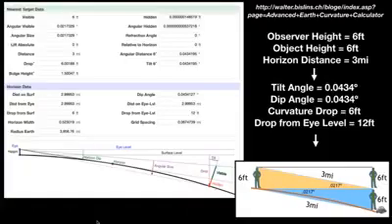So if you look up Walter Bislin's, he's got the latest, greatest Earth curve calculator. You see that when you plug in observer height of 6 feet, object height of 6 feet, and a horizon distance of 3 miles, you're going to come to a tilt angle of 0.0434 degrees, dip angle 0.0434 degrees, curvature drop of 6 feet, and a drop from eye level of 12 feet. And I've kind of diagrammed that here.